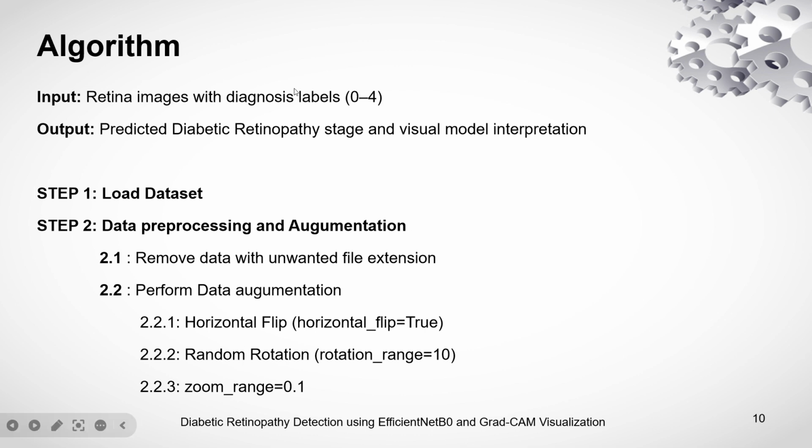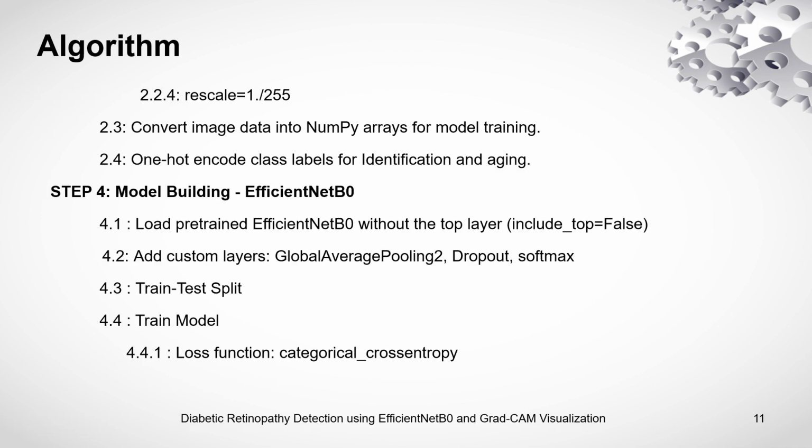This is my algorithm part, wherein I am trying to take the input of retinal images which are labeled from 0 to 4, and the output will be the predicted diabetic retinopathy stage and a visual model interpretation. First I will load the data set and perform data pre-processing and augmentation. Followed by that, I am converting my image data into a NumPy array for model training, and then performing one-hot encoding for class labels.